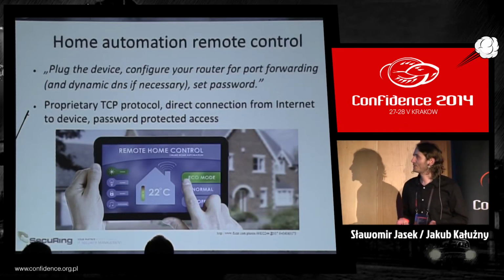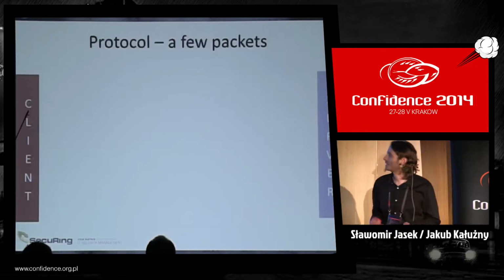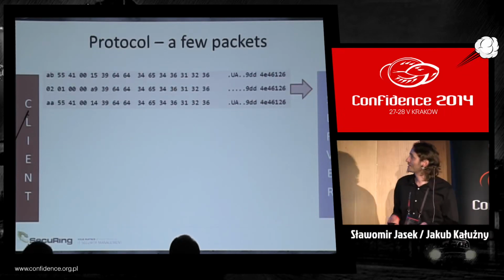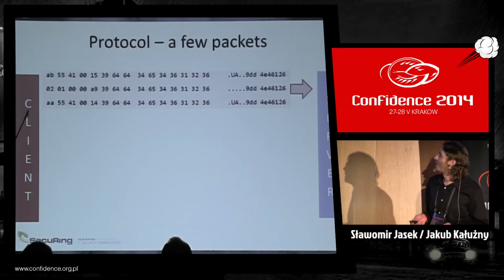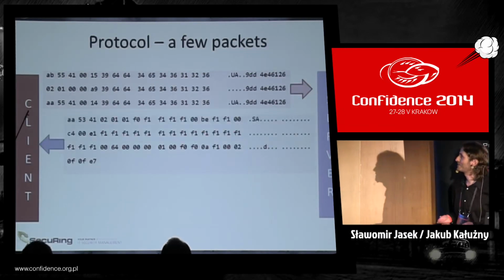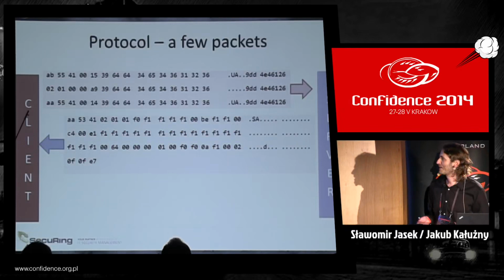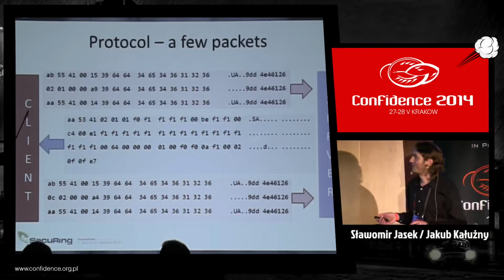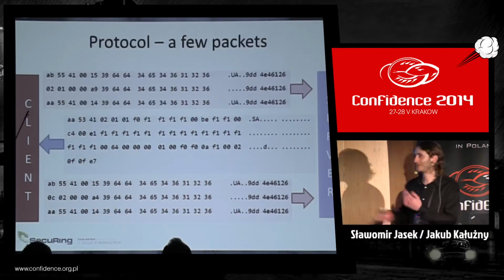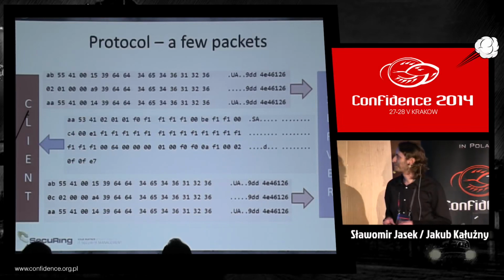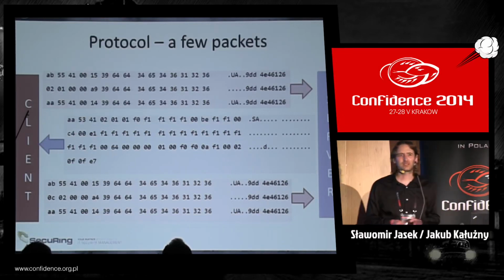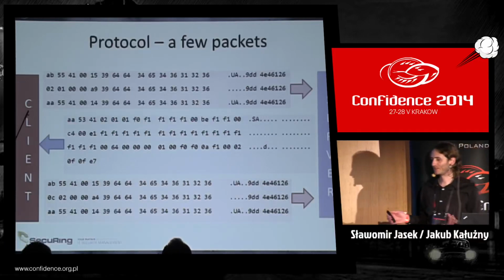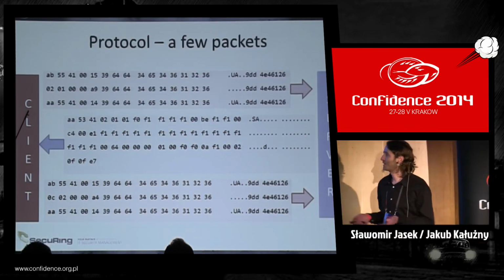So let's have a look at a few packets. How does it work? The protocol works something like that. So the client sends a few such packets. The server responds with something like that. Then the client sends something similar again, and the server responds with something similar again, and so on and so on. Does anybody see anything particularly interesting in the packets? Anything suspect? What could be some kind of hole in security?